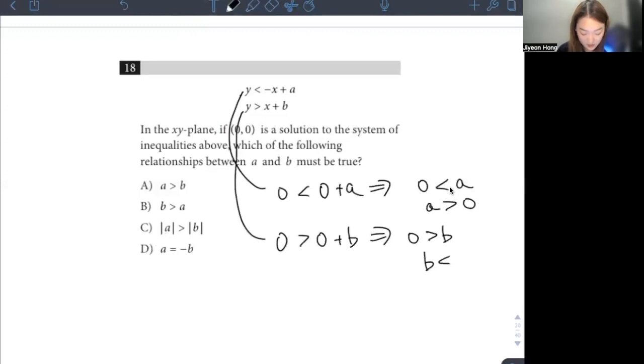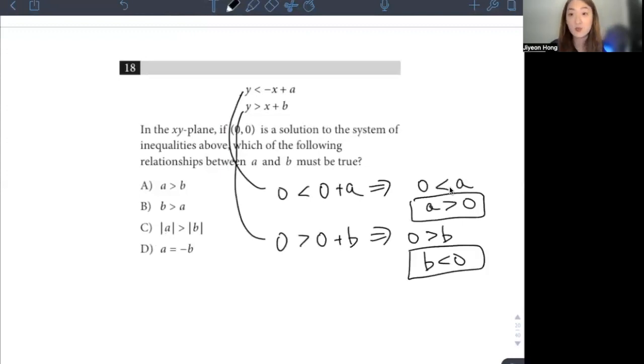So these are our two pieces of information. Based on this, A will be a positive value and B will be a negative value. Knowing this, which of these answer choices have to be true? It's going to be A. A positive value will always be greater than a negative value, which is why A is the answer here.